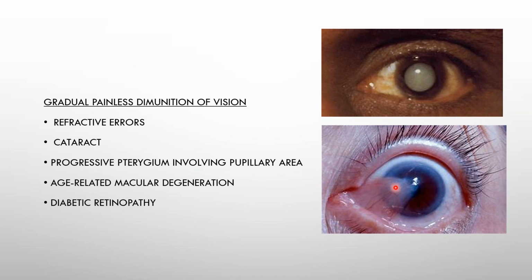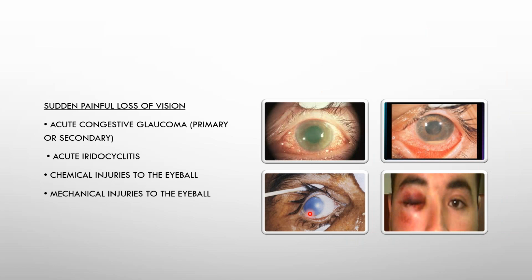That will lead to a gradual painless diminution of vision. Then there can be age-related macular degeneration or diabetic retinopathy. Now, for each of these complaints, you will also have a lot of associated history which would lead you to these diagnoses. Then talking about sudden painful loss of vision.